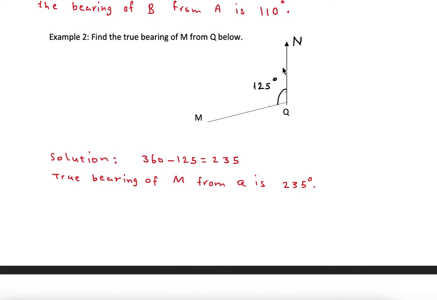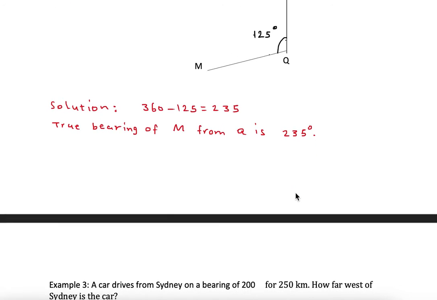Remember that the whole thing is 360. One full revolution is 360. So I need this much, which makes a full revolution with 125. So then this side is 360 take away 125. 360 take away 125 is 235. So we say that the true bearing of M from Q is 235 degrees.